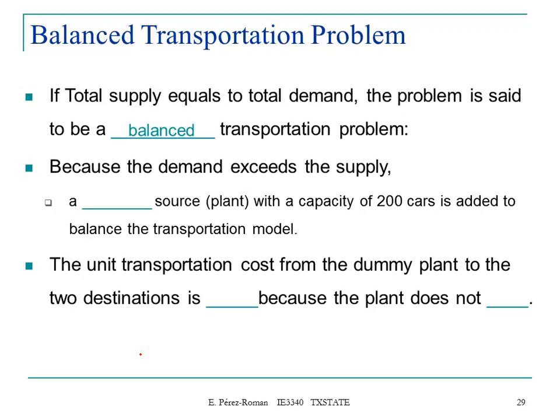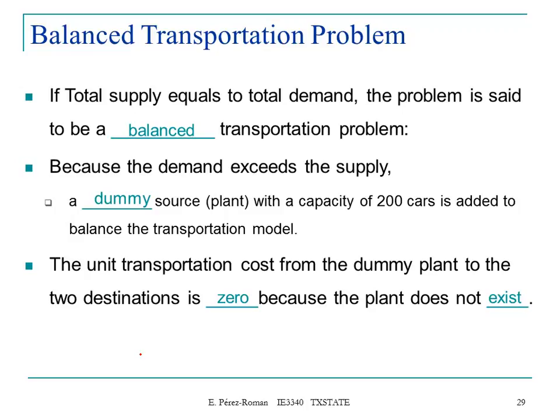Okay, so again, if total supply equals the total demand, the problem is said to be a balanced transportation problem. But in this case, that is not the case. Because the demand exceeds the supply, a dummy source or plant with a capacity of 200 cars is added to balance the transportation model. So we're going to add this dummy supply node to balance the transportation problem. The unit transportation cost from the dummy plant to the 2 destinations is 0 because the plant does not exist.